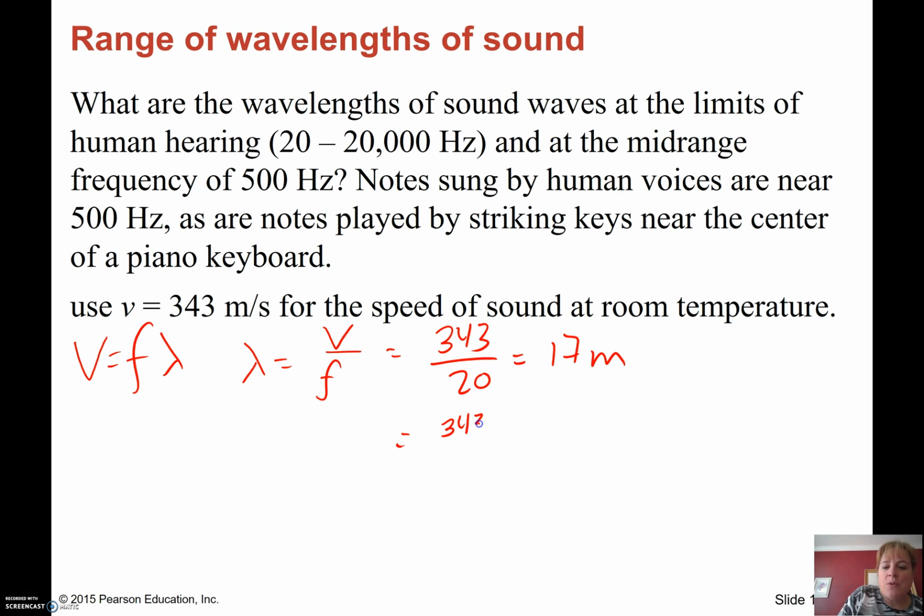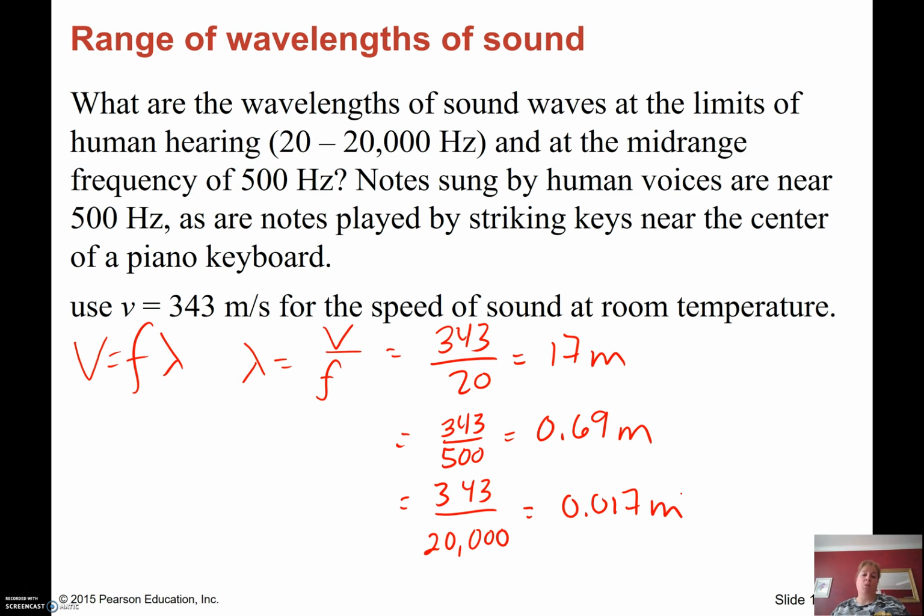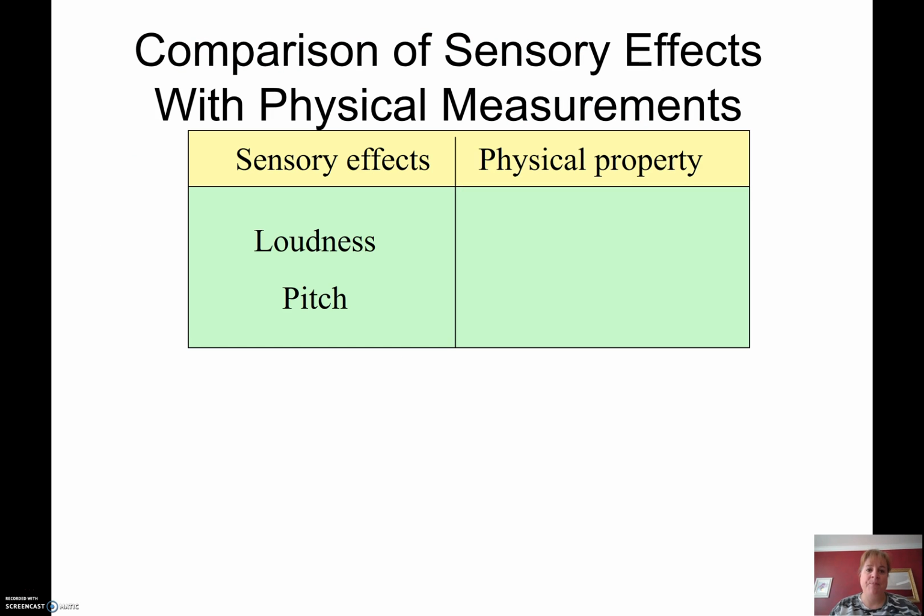For our mid-range, we would divide by 500, and of course, that's about 0.69 meters or 69 centimeters. And at the upper range, which I can tell you I don't have much of an upper range anymore at this age, is 0.017 or 1.7 centimeters. So velocity equals frequency times lambda is our equation, and the speed needs to be given so we can solve, or the temperature so we can find the speed, because it changes with temperature.